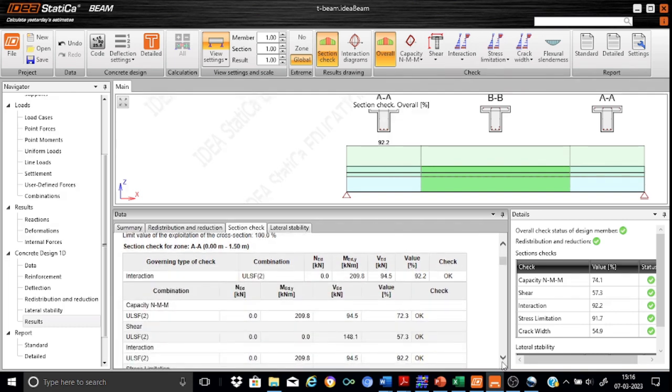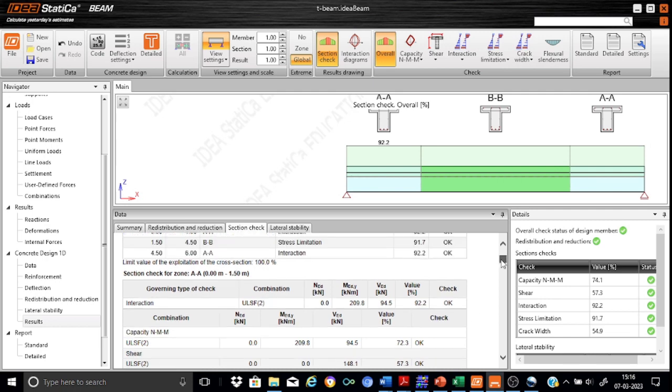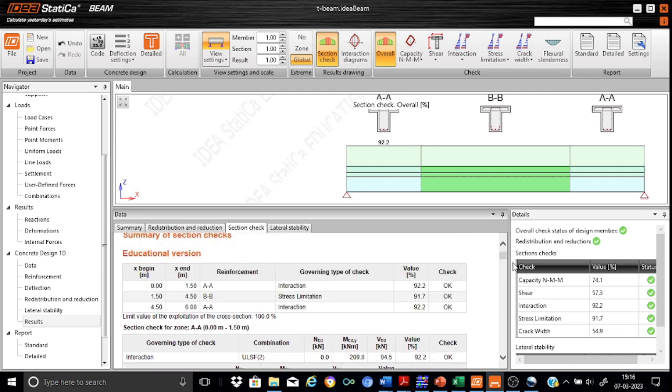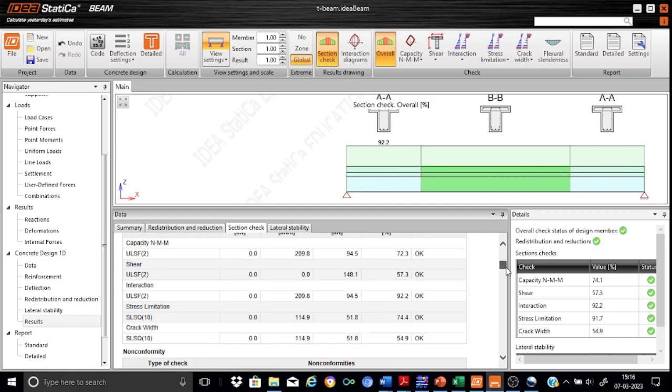For example, for section AA, the criticality comes from the interaction. So go over AA. Let us see the interaction where it is. Just a minute. Yes, here it is the interaction. You can also see which combination is governing the interaction: the ultimate limit state combination number 2, with 92.2. The detail is given over here.